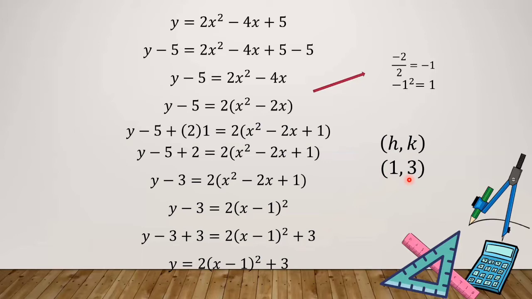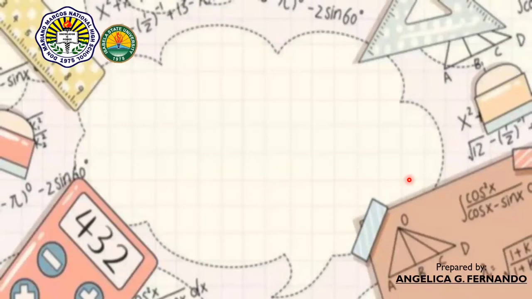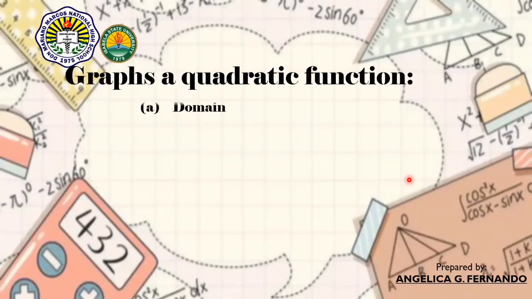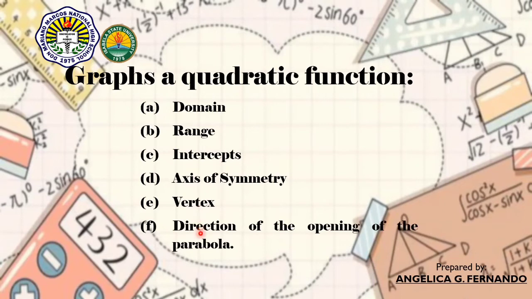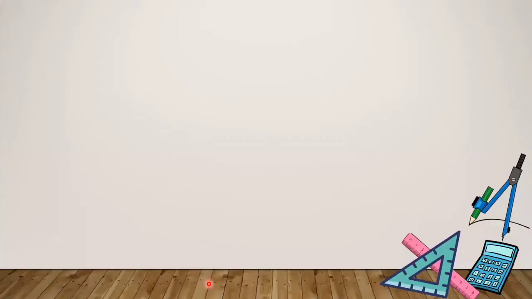Okay, if there are no more questions left, let us proceed to our second topic, which is to graph a quadratic function and find its domain, range, intercepts, axis of symmetry, vertex, and the direction of the opening of the parabola. So let us consider this example, class. The equation is y is equal to x squared plus 4x plus 3.